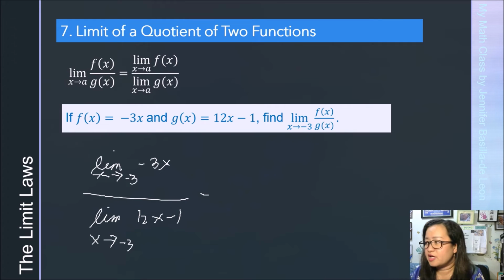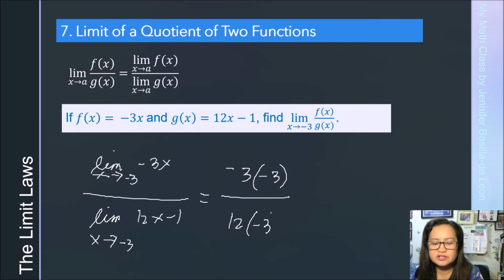Then we can just evaluate negative 3 times negative 3 divided by 12 times negative 3 minus 1. Simplifying further, we will have 9 over negative 37.